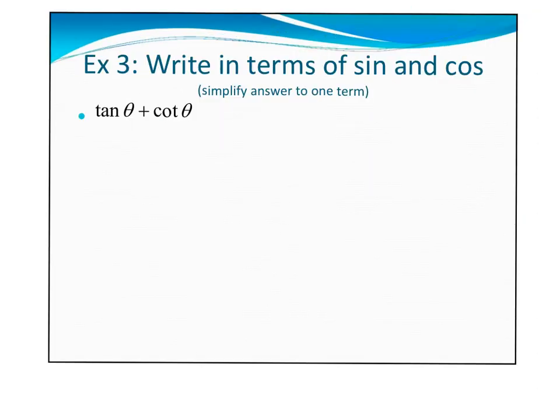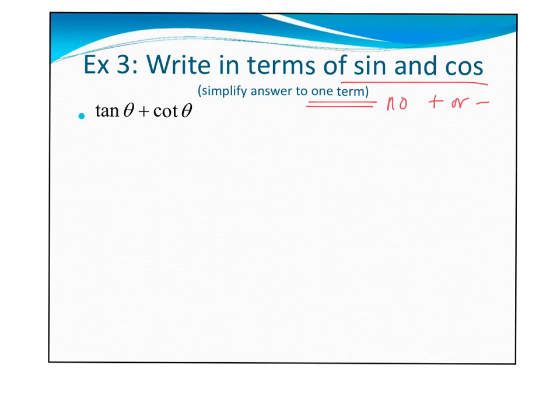The last two examples that we are going to see involve simplifying. Now, one of the things we're going to focus on in this chapter is how we can rewrite and simplify expressions using these identities. In this problem here, I'm asking you to rewrite in terms of sine and cosine and simplify our answer to one term. One term means that there are no plus or minuses separating individual trig functions. It is okay if the values are multiplied together.